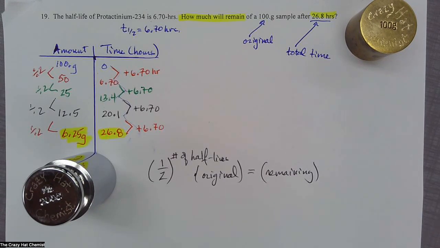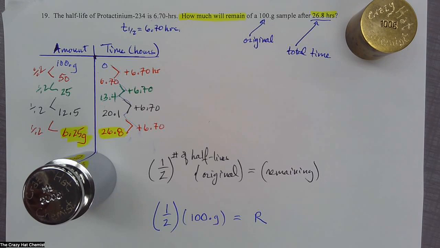All right. So what we have to do is figure out, we do have the original amount. We have the 1/2 to the power of what? That is the number of half-lives. We don't have that number. We do have the original amount. It's 100. grams. And we are solving for the amount remaining. So we need to solve for that. So let's see what we need to do. We need to acquire the number of half-lives.